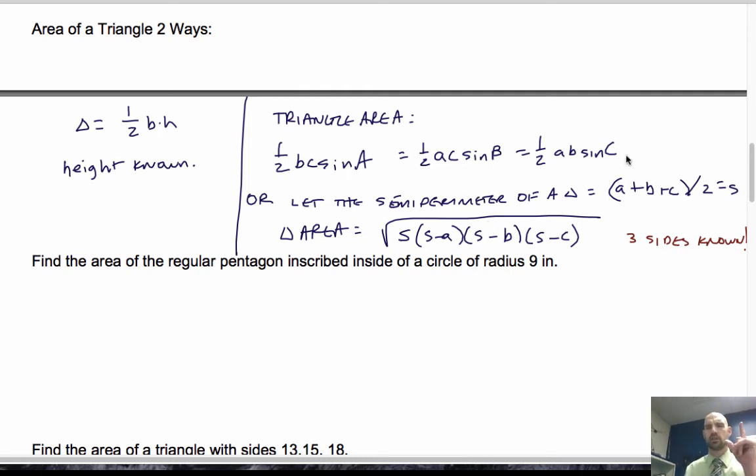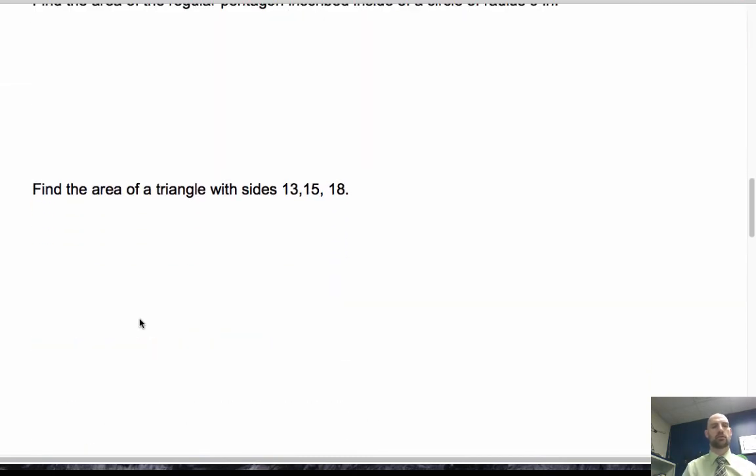Very simple, very straightforward. And this would be for 2 sides and an angle known. So if you know 2 sides and an angle, you're going to use the first one, a variation of it. If you know 3 sides, you're going to use the second one. Okay, so then they give us this. I don't want to do that one first. I want to do this one.